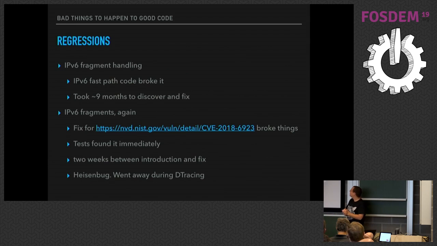Some example regressions. There's a pattern here. I wonder if you can spot it. One of the things I did to PF was make it understand v6 fragmentation, and I hate v6 fragmentation now. Long ago, that went in and that worked and it was wonderful, and then somebody made the v6 forwarding path faster and broke PF's fragment handling. And I didn't notice for 9 months, which is a painfully long period for something to be broken.